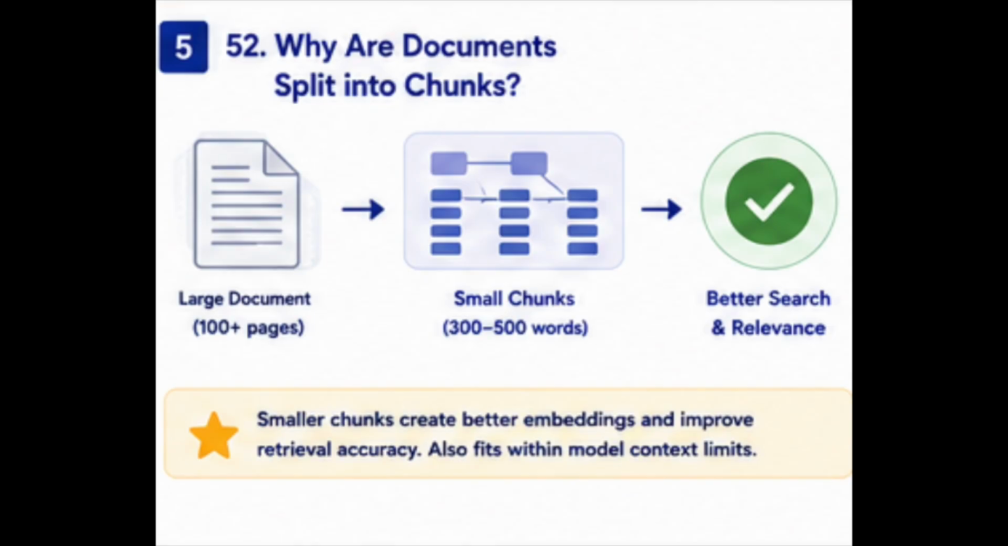Why are documents split into chunks? Suppose we have a 200-page PDF. Creating one embedding for the entire document is not useful. If the user asks about only one paragraph, the embedding for the whole document is too broad. Instead, we divide the document into smaller chunks, such as 300 to 500 words. Each chunk receives its own embedding. When a user asks a question, the system retrieves only the relevant chunks. This improves search quality and also reduces the amount of text sent to the LLM.